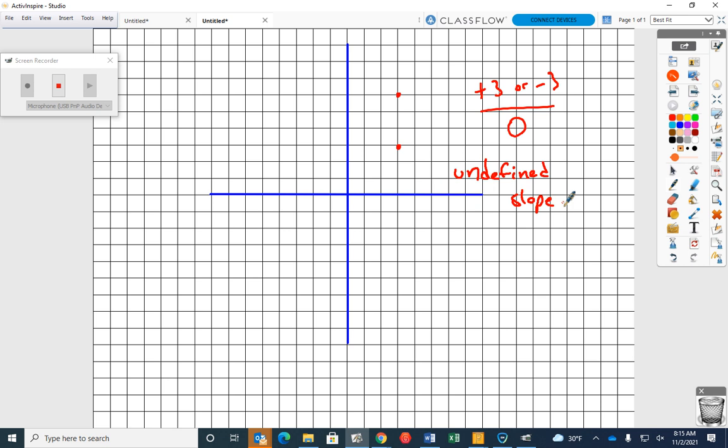Okay? Are you with me so far? Yes? Or no? What is slope expressed in? A fraction, ratio. Okay? Here's what I'm going to do. I'm going to draw some points up here. I want you to write the slope on your notes. Okay? Are we ready?